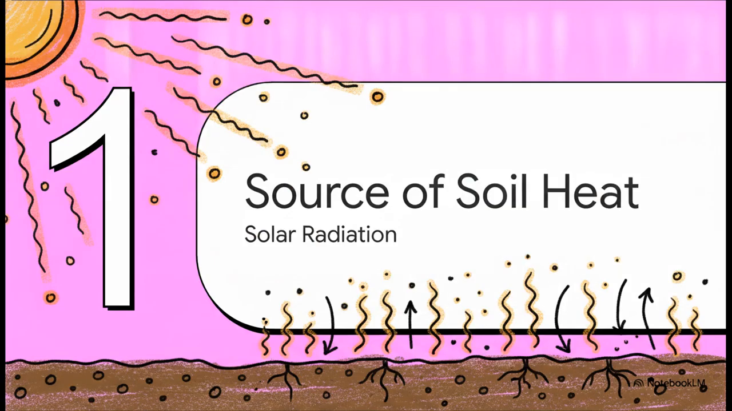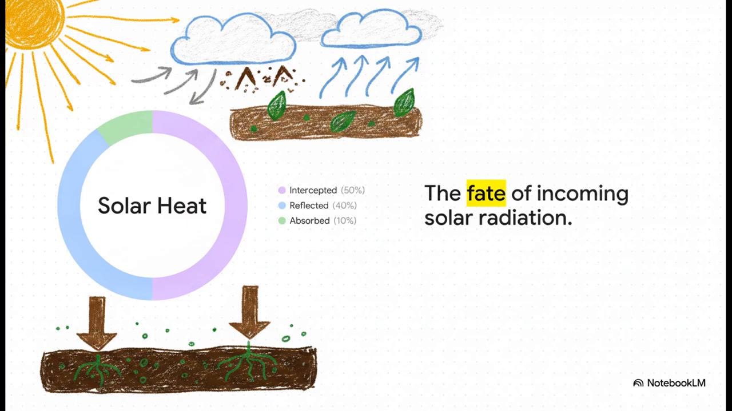Section 1. The source of soil heat. So our journey starts with the ultimate source of this kinetic energy, incoming solar radiation. But honestly, it's wild how little of that massive solar power actually makes it to the ground. On average, a full 50% of solar radiation never even reaches the Earth. It just gets intercepted by clouds and dust particles.